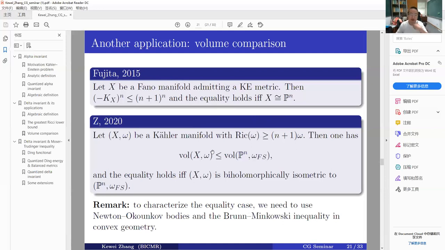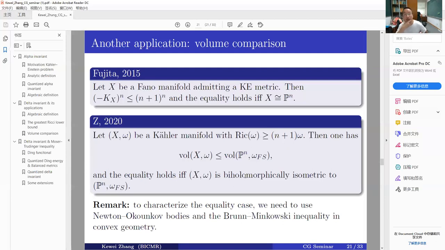I should also mention here, there's another extension of this result by Yuchen Liu. His result is included in the appendix of my paper, which says that under the same curvature condition, if the volume of your manifold is very close to the volume of your projective space, then your manifold is also biholomorphic to CPN. This is like a stability result. So there's some sort of gap here: when the volume is sufficiently close to that of CPN, then the manifold has to be CPN.